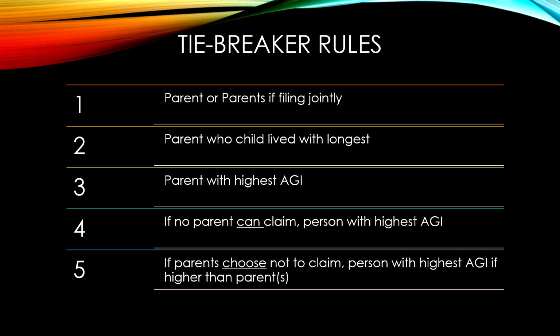And then finally, if parents choose not to claim the child, then the person with the highest AGI can claim, as long as that adjusted gross income is higher than the parents'. And this is the one that we'll most commonly see where the child and their parent live with the grandparent. It's possible that if the grandparent has the highest adjusted gross income and is really providing more than half of the household support and all of that, often the parent will choose not to claim the child so that the grandparent can claim that child and then file as head of household.